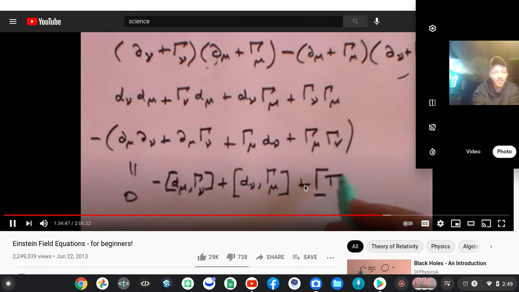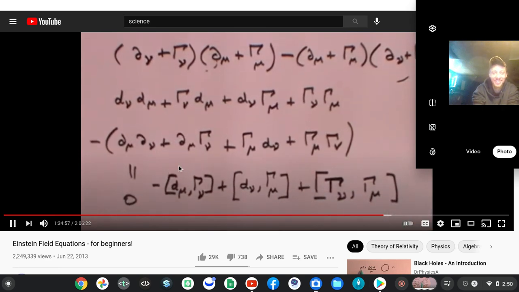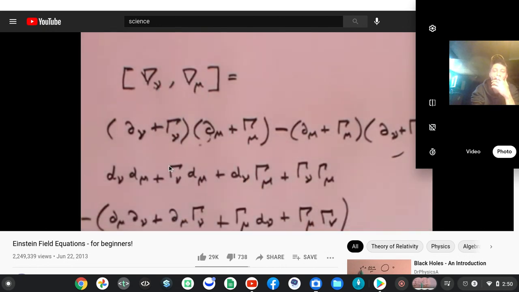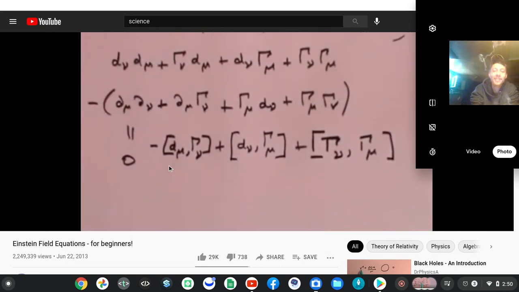That is going to be the commutator of gamma nu gamma mu. So just to remind you, that was the commutator of the two covariant terms here.